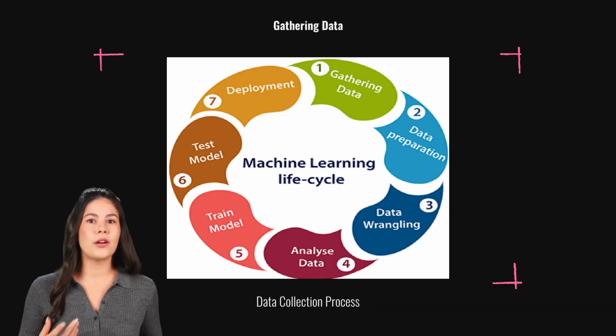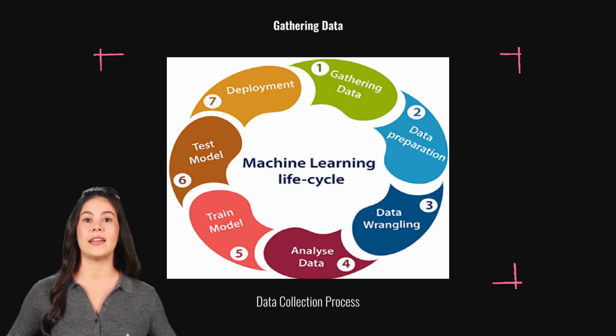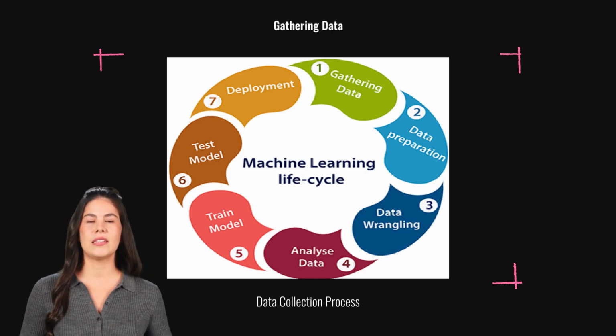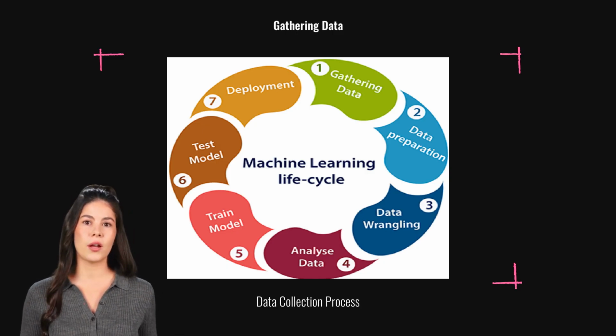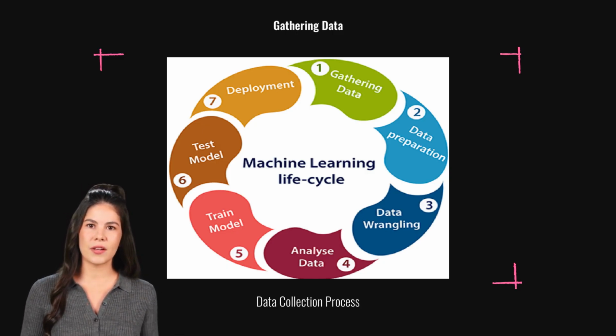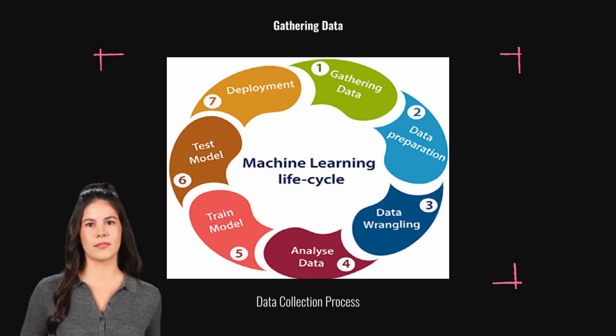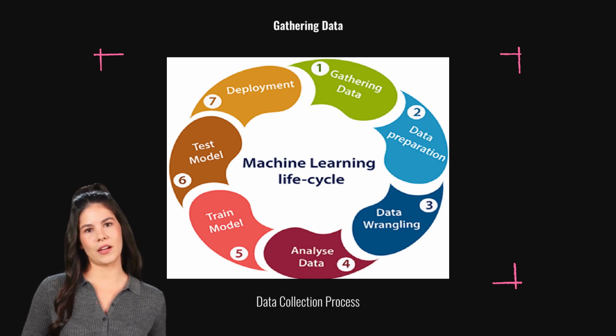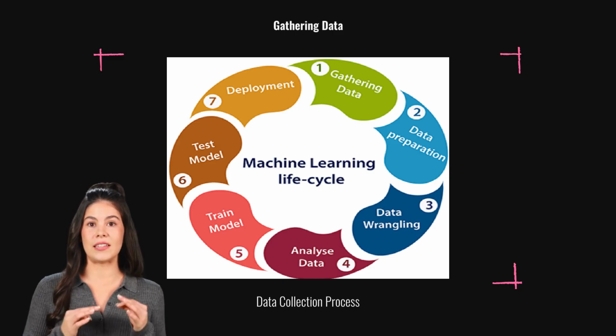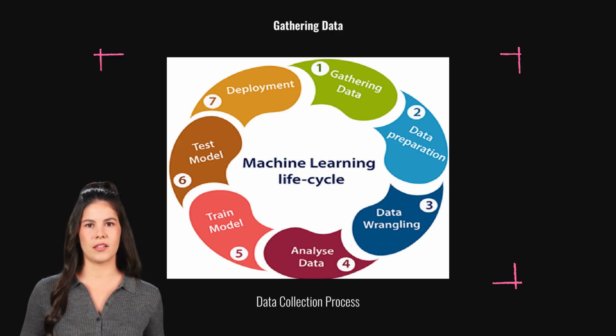Gathering data is crucial in the machine learning life cycle. We identify and collect data from diverse sources like databases and the internet. The quality and quantity of this data directly impact prediction accuracy. By integrating data from various sources, we form a coherent dataset, setting the foundation for subsequent steps.